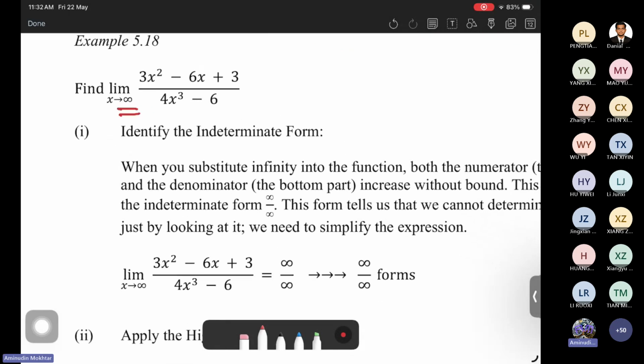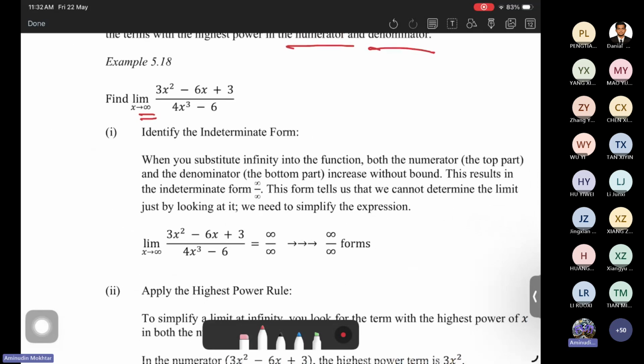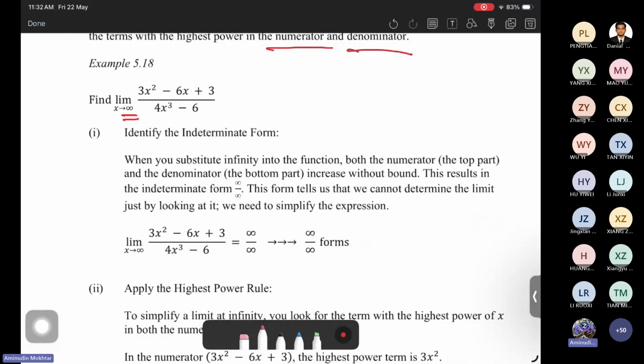The first step is we identify the indeterminate form. How? We just substitute infinity into the function. Both the numerator and the denominator, the bottom part, increase without bound. This results in the indeterminate form, infinity divided by infinity. This shows that we cannot determine the limit by just looking at it. We need to simplify the expression. So what does it mean?